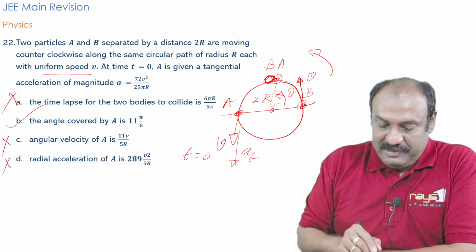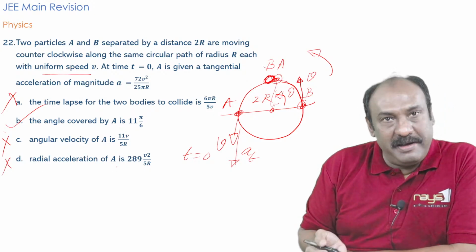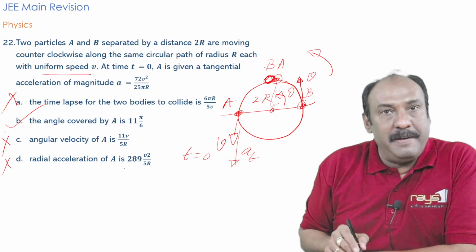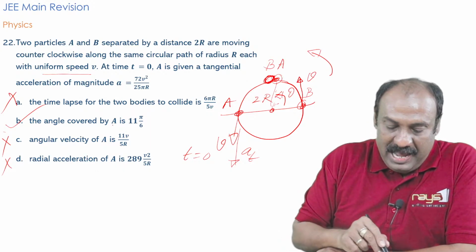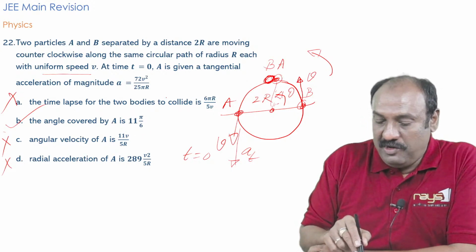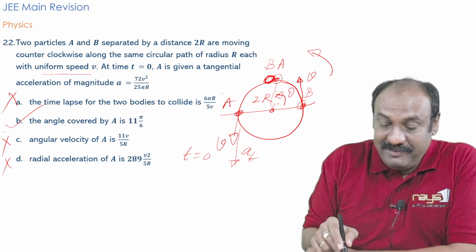At the same time, the radial acceleration of A is v square by r. You know the velocity, you know the r value. So from that, it is also not matched. So out of all these, only the angle turned by A, 11 pi by 6, and the time of collision, 5 pi r by 6v, are correct, but they are given reversely.